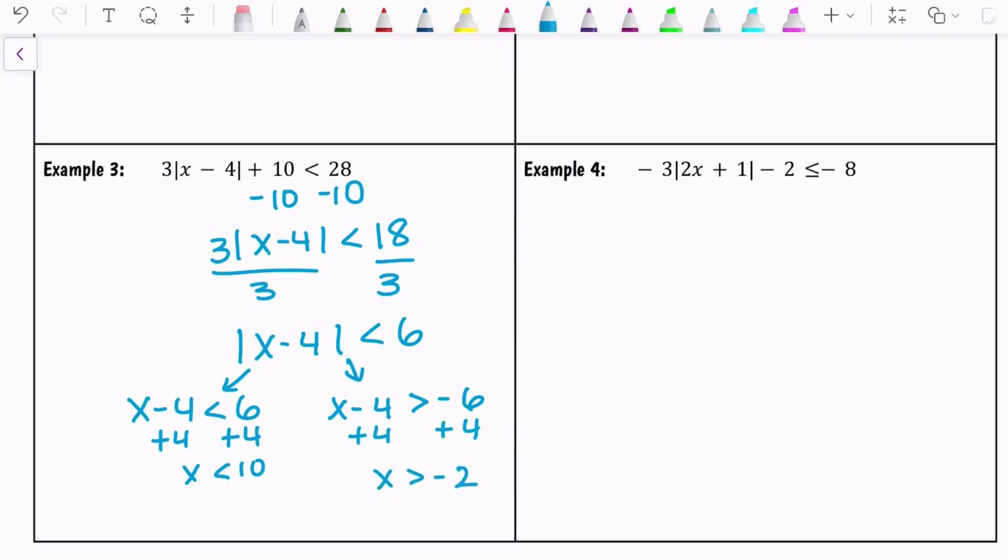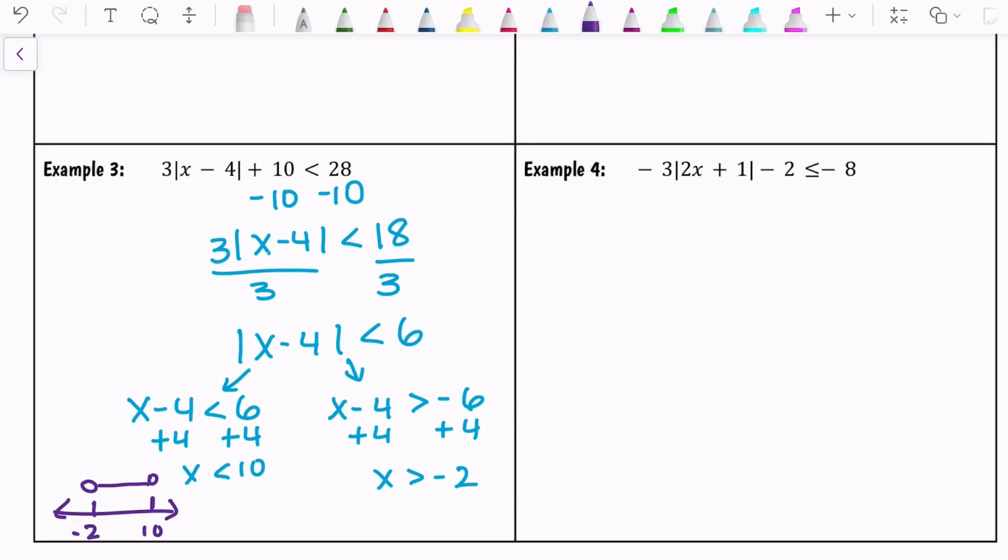If I were going to plot this on a number line, I would have a -2 and a 10. I would have open circles because they are not or equal to. Less than 10 would go this way, and greater than -2 would go this way if I were drawing arrows. And so the answer is the overlapping of those two numbers. So if the number has to be less than 10 and greater than -2, then it's everything in the middle of those numbers.